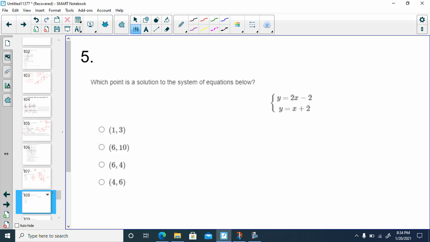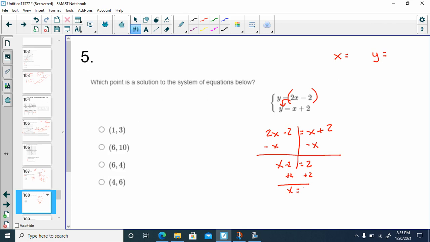Okay? 5. Which point is the solution to the system of equations below? Well, they're not plotted, although you could get a graph and plot them if you wanted to use graphing. Let's see if we can use substitution. Does either one say x is equal to or y is equal to? They both say y is equal to. So I can substitute this in place of the y. 2x minus 2 then is equal to x plus 2. To solve for the x, we're going to need to subtract x from each side. This gives me x minus 2 is equal to 2. Okay. So now we're going to need to add 2 to both sides, and your x is equal to 4.